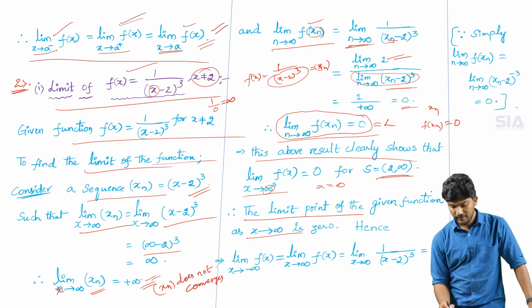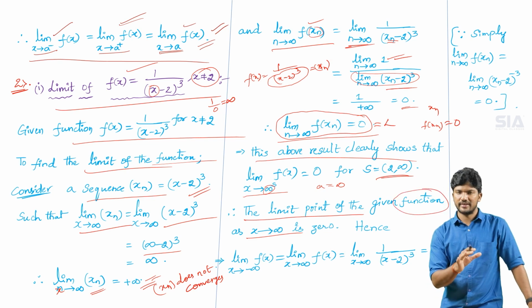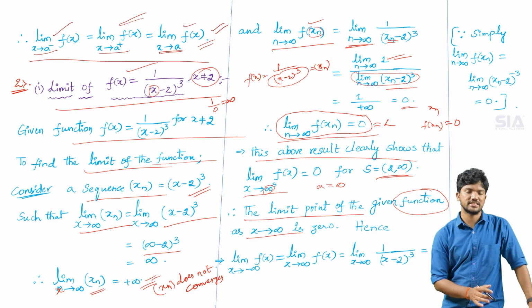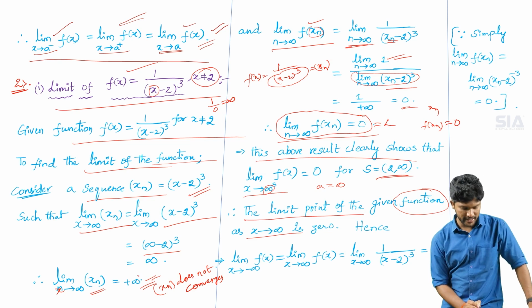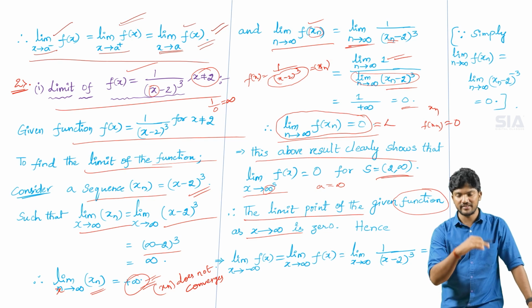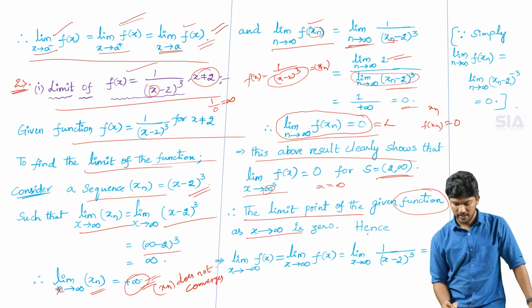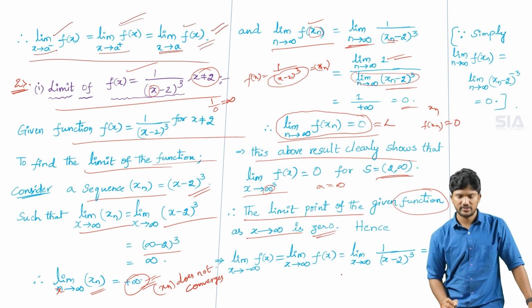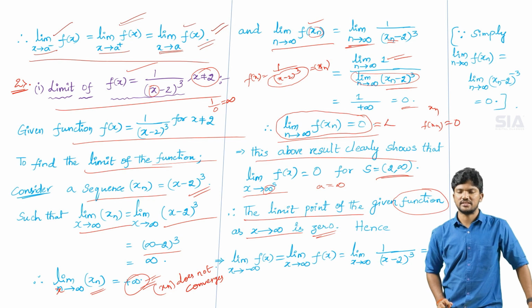Limit point of the given function, I am saying, not of the sequence. The sequence has no limit point. There is no limit point for the sequence because it diverges. Plus infinity is not a limit point. The sequence has no limit point, but if we take that sequence and substitute it in the function, the function becomes 0. So that is the limit of the given function, that is 0.